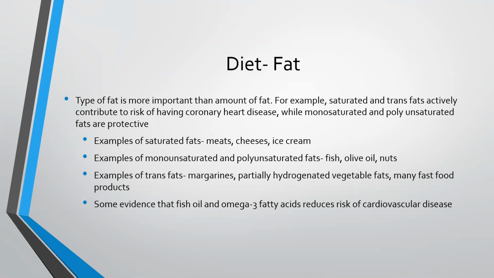Fat, so actually there's different types of fats, and the type of fat's probably more important than the amount you have. For example, saturated and trans fats actively contribute to plaque deposits, while the monounsaturated and polyunsaturated fats are protective. So saturated fats include things like meats, cheeses, ice cream, which are the bad ones. The monounsaturated and polyunsaturated fats are the good type, like fish, which is like the omega-3s you hear about, olive oil, and then nuts.